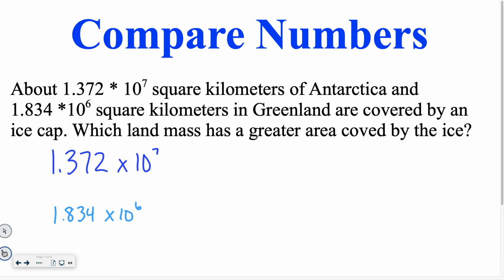Okay, so let's figure out, we're going to do it kind of a longer way first, and then we're going to talk about how to identify using a shorter method, okay? So if I were to convert this to standard form, because you're used to comparing numbers in standard form, 1.372, I need to move that 1, 2, 3, 4, 5, 6, 7. Okay, so here's where my new decimal is. I need to fill in zeros. Okay, so this is how big that ice cap is in Antarctica.